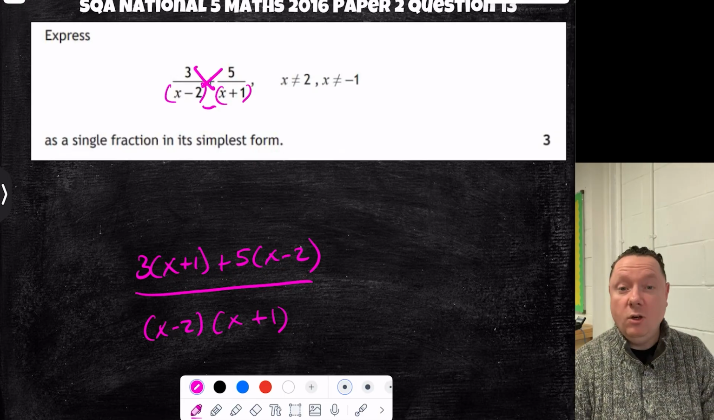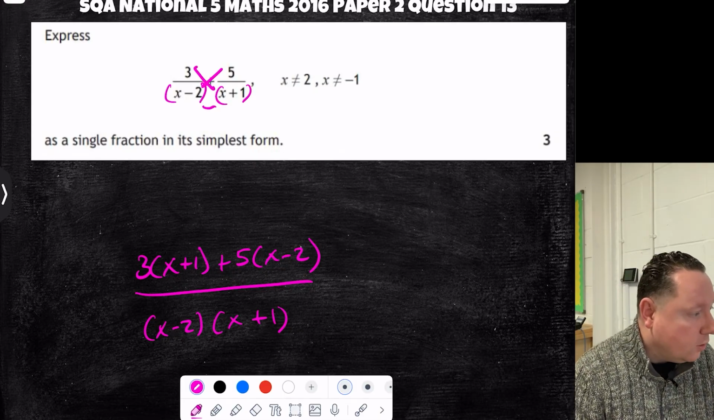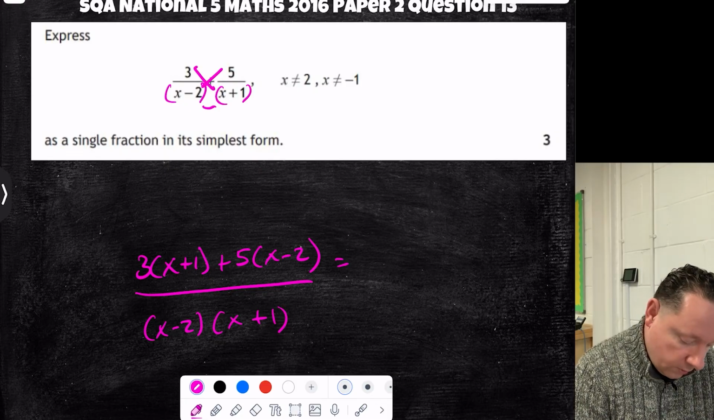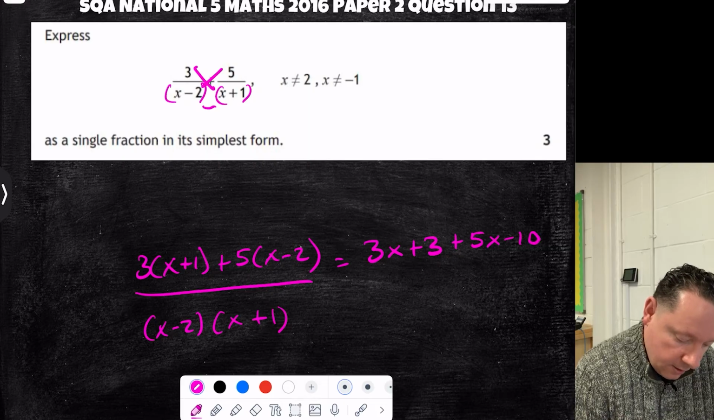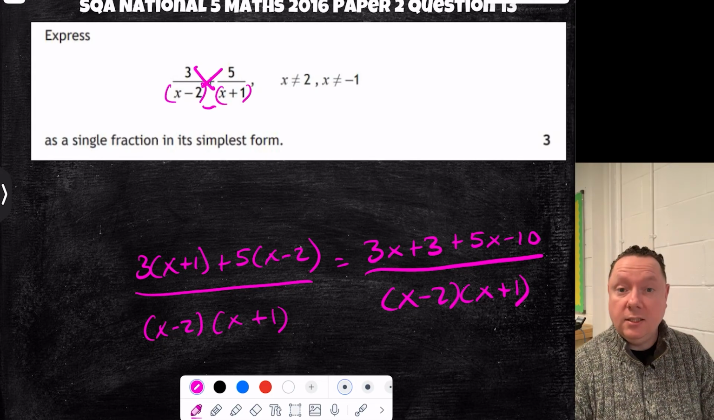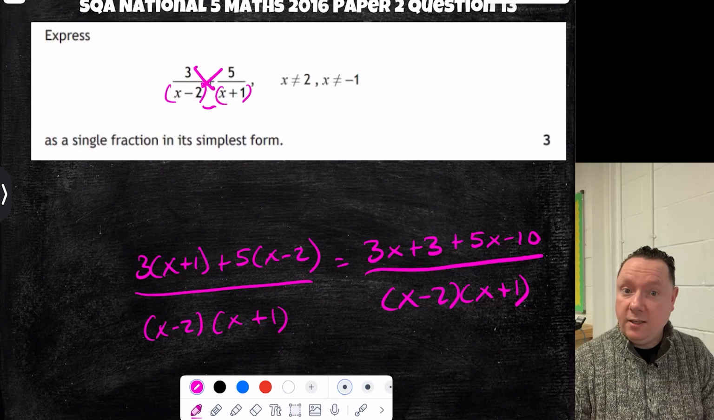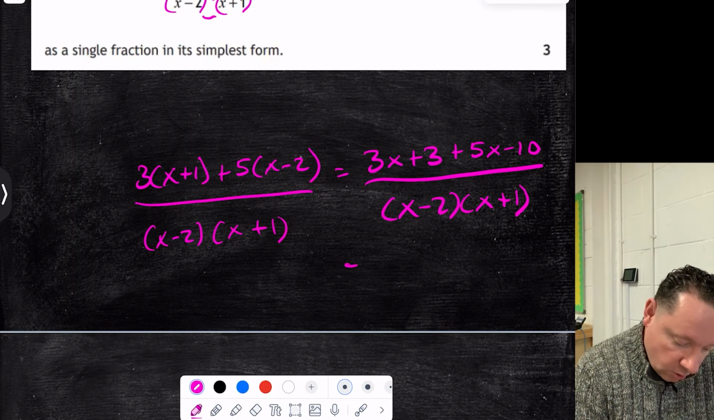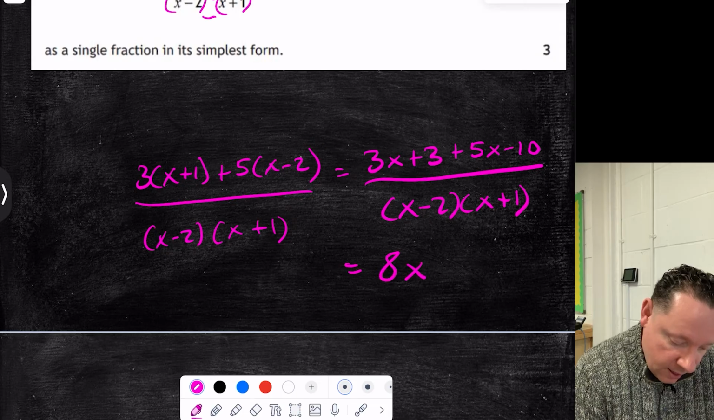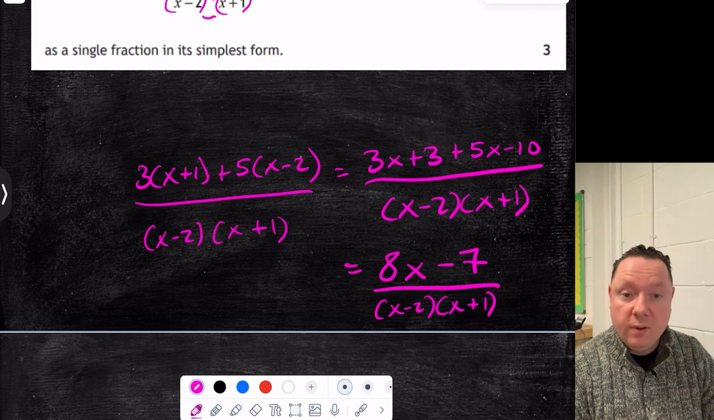Now, if you can get that far, then all you're doing is expanding and simplifying brackets. On the top, we get 3x plus 3 plus 5x, and then 5 2s are 10. And you might as well just keep the bottom as x minus 2 and x plus 1 because factorised is better than unfactorised. The only reason we're expanding the top is to create all the x's together and all the numbers together, which we might then factorise if we have to. So that gives us on the top 3 plus 5 is 8x, and then 3 take away 10 is minus 7, all over x minus 2 and x plus 1. And the top cannot be factorised or anything else.